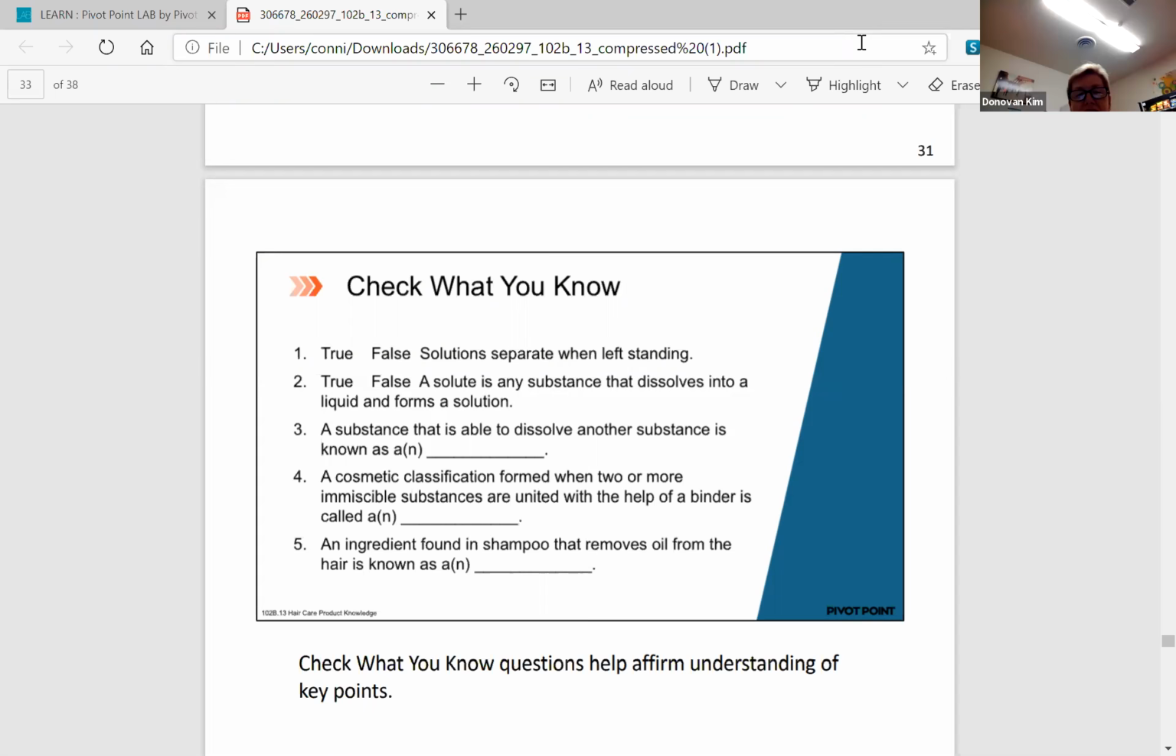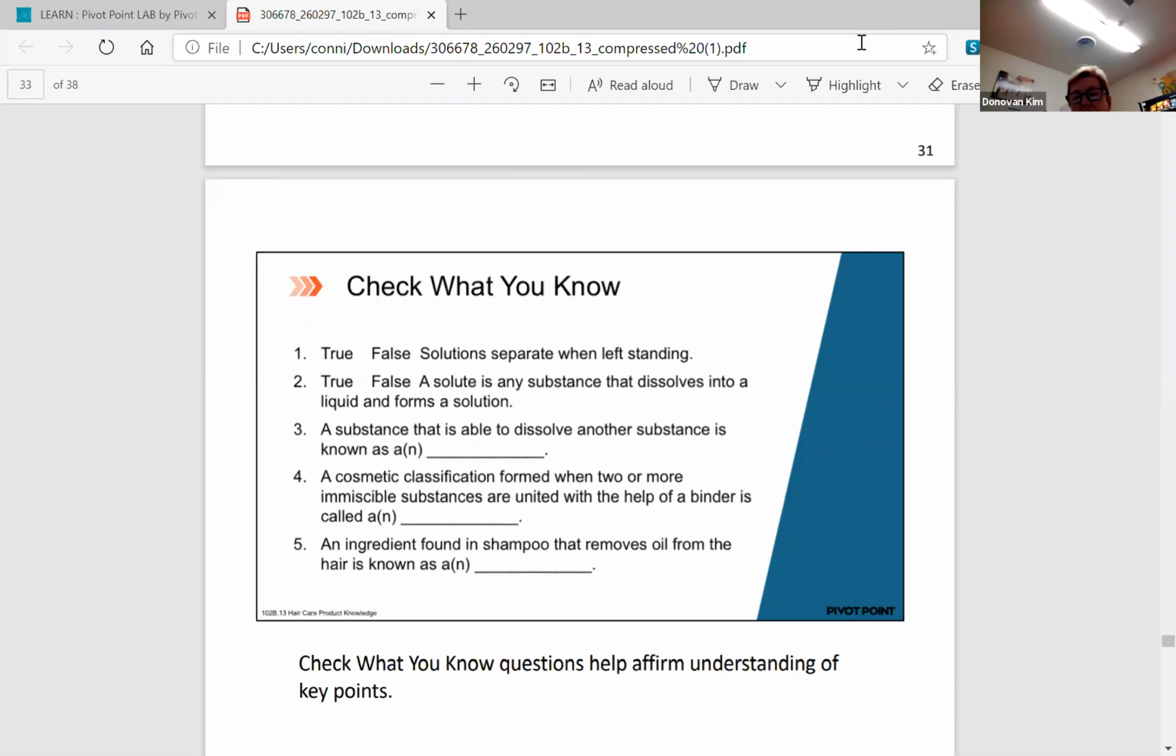Okay, a substance that is able to dissolve another substance is known as a, it's the other half of that one right above. What do we have to mix in a solution? It has a solute and it has one other thing. A solvent, remember, that's the water part. So a substance that's able to dissolve another substance is known as a solvent.